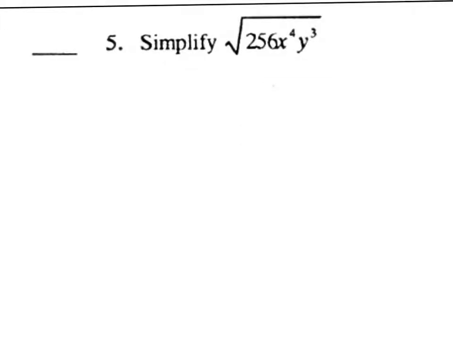Have another square root to simplify. So we're going to first start with our chart. 256, double check that it's not perfect. You could just type in the square root of it, and if it gives you a decimal, that means it's not perfect, so we do the chart.